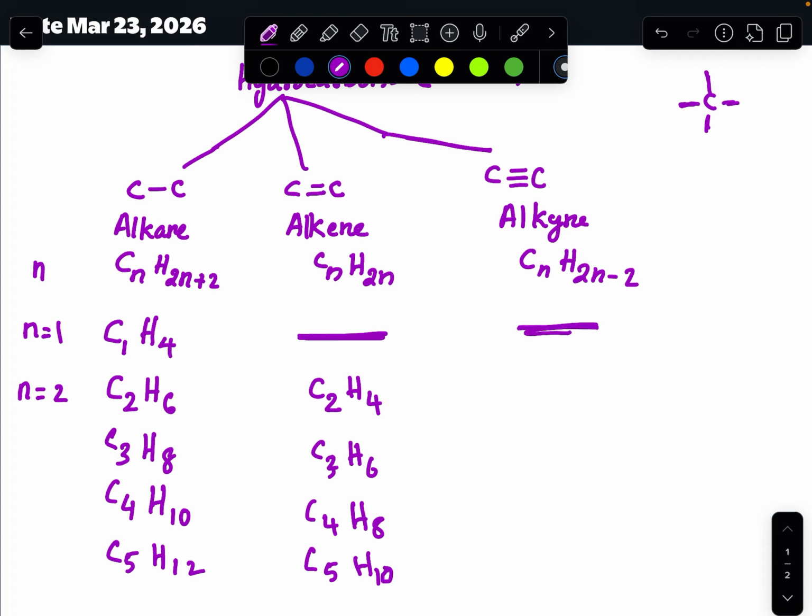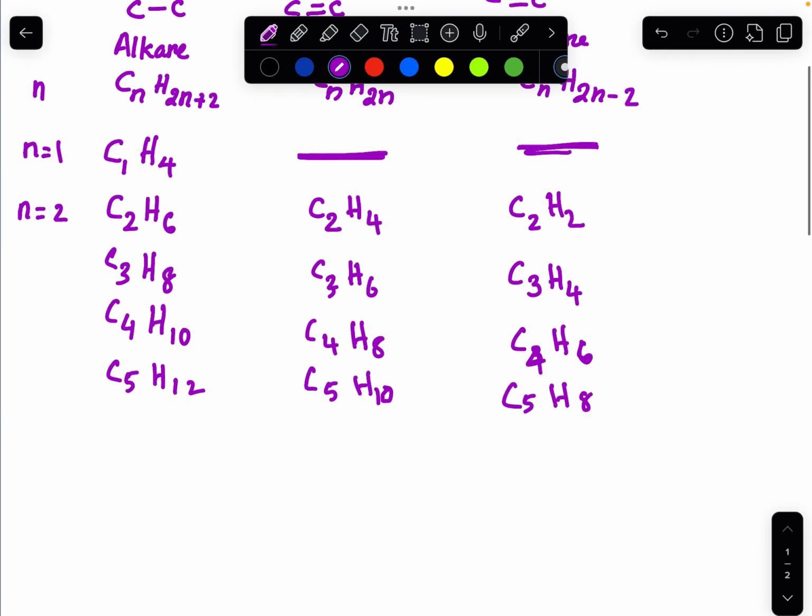For triple bonds also, we don't have anything with 1 carbon atom. The first one is C2H2, since 2 times 2 is 4 minus 2. Next one C3H4. Next one C4H6. Next one C5H8.